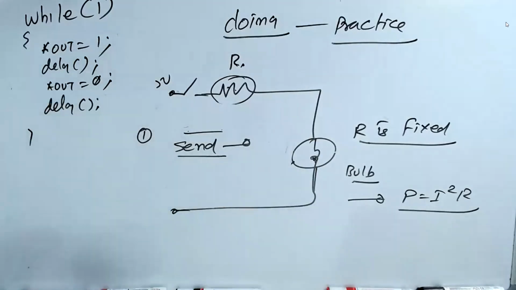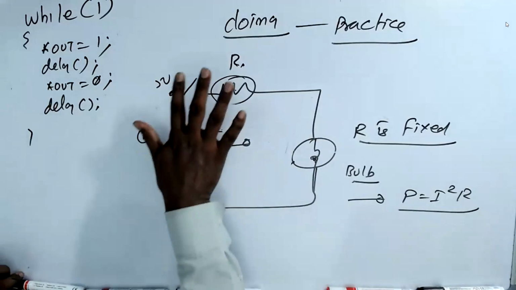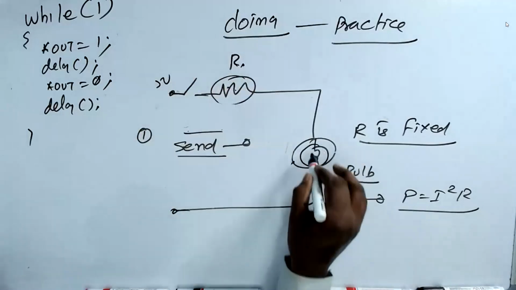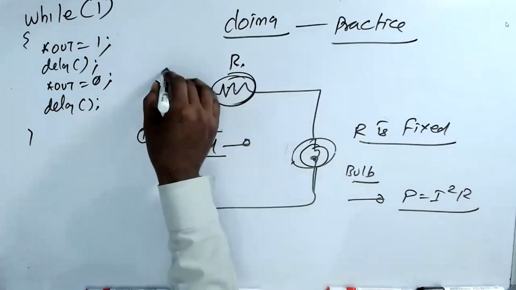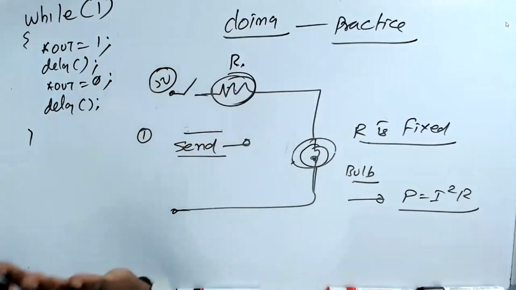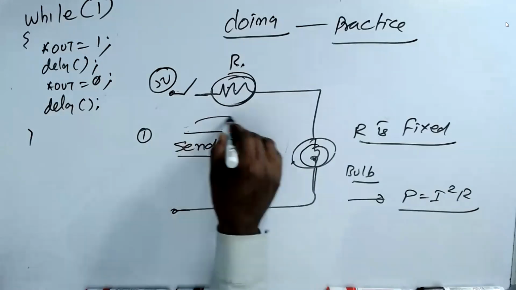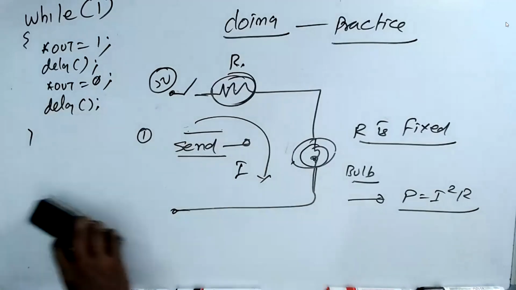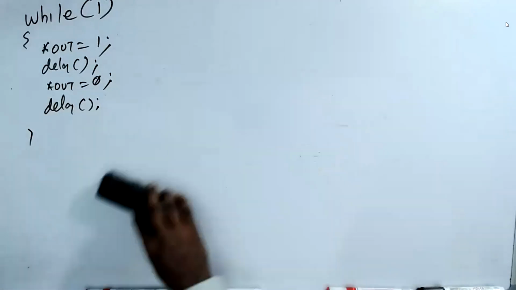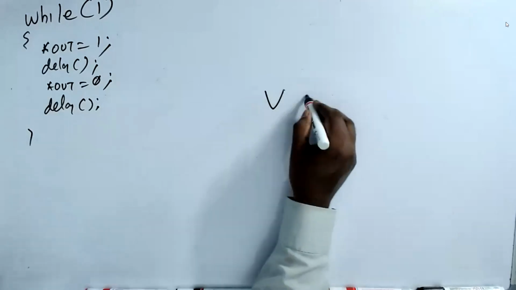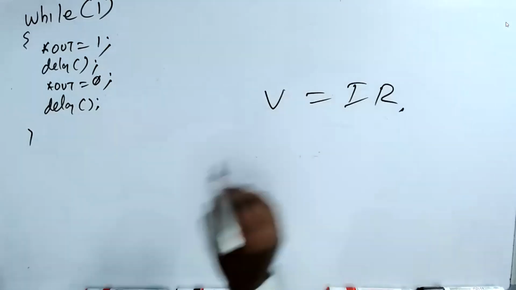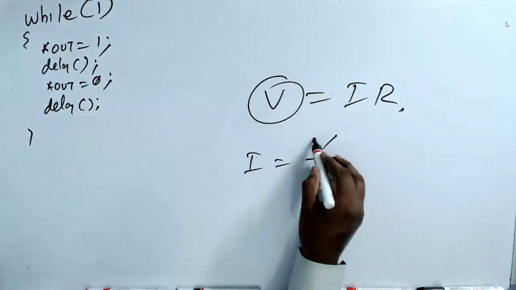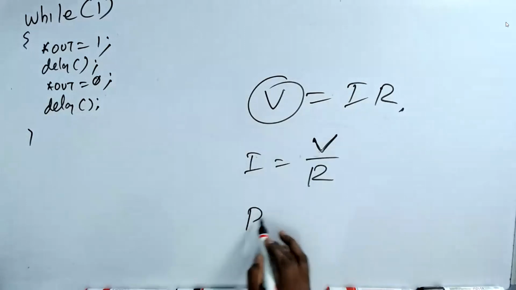You'll be very surprised. Now think here: without touching the LED resistance, without touching the resistor, same voltage. We are giving only the same 5 volt, but I'm going to change the current. How? We know very clearly that V is equal to IR, I is equal to V by R, and P is equal to I square R.